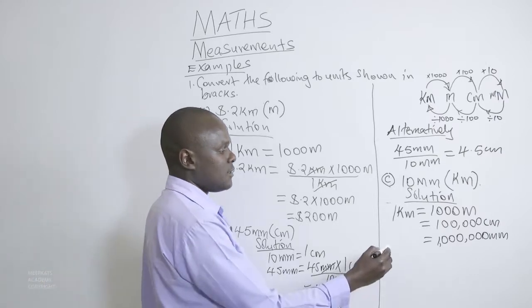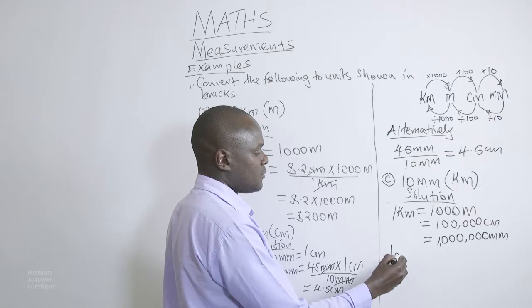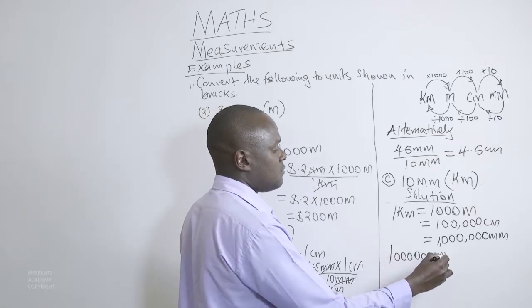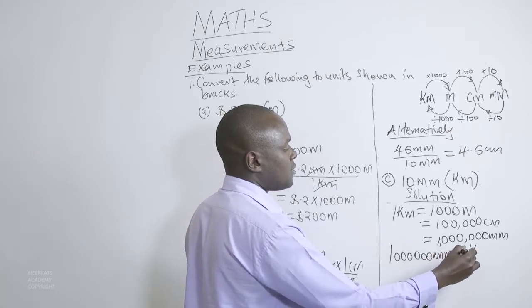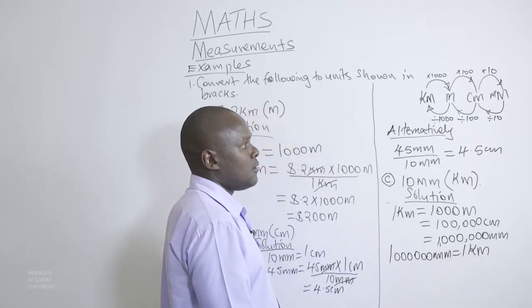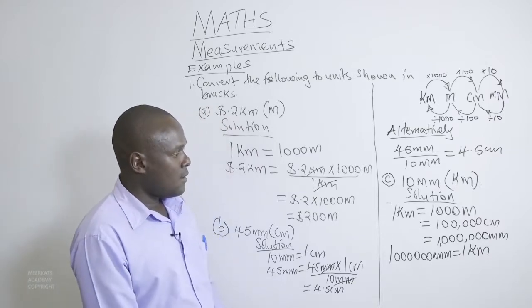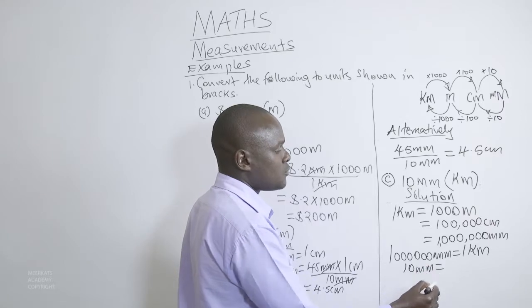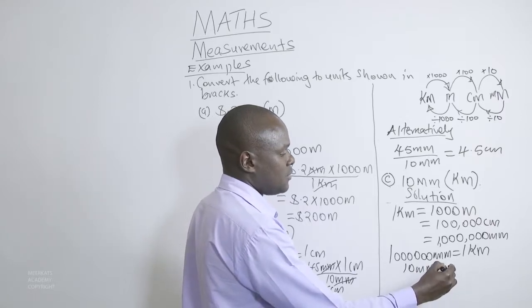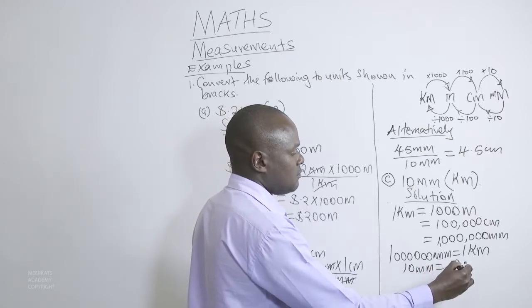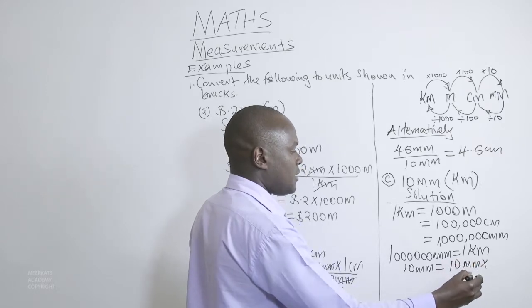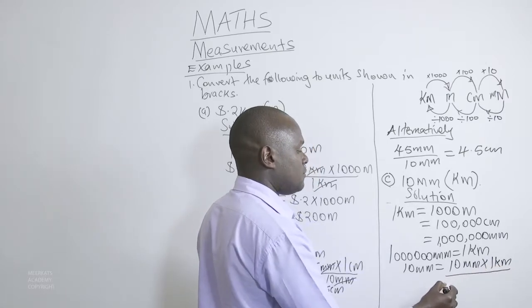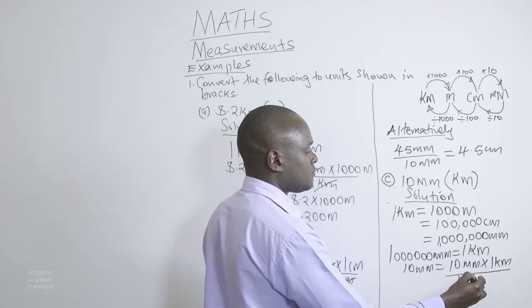So if we are saying that a million millimeters is equal to 1 kilometer, this number 10 millimeters will be equal to how many kilometers? This will be equal to 10 millimeters multiplied by 1 kilometer and divided by 1 million.